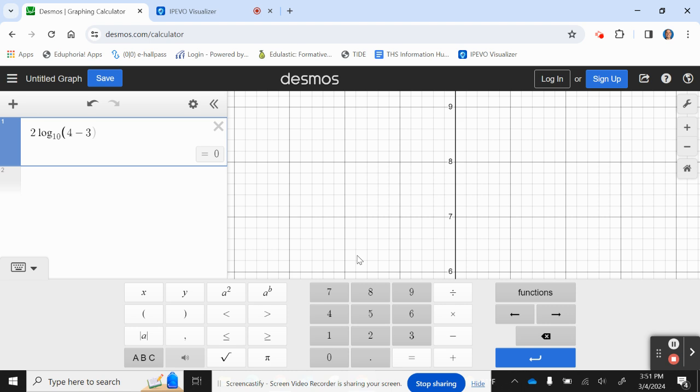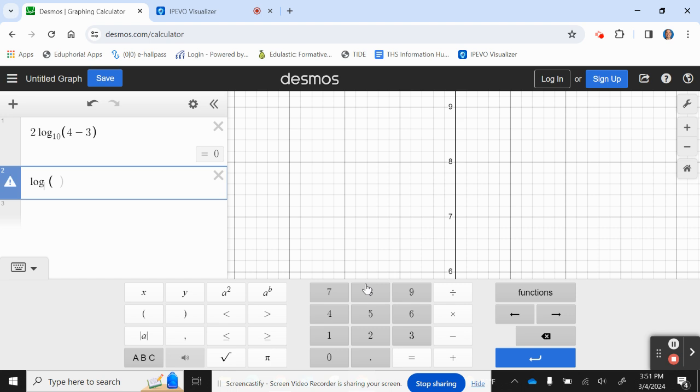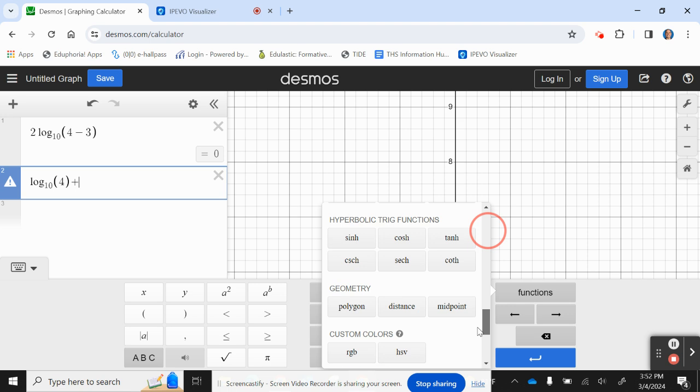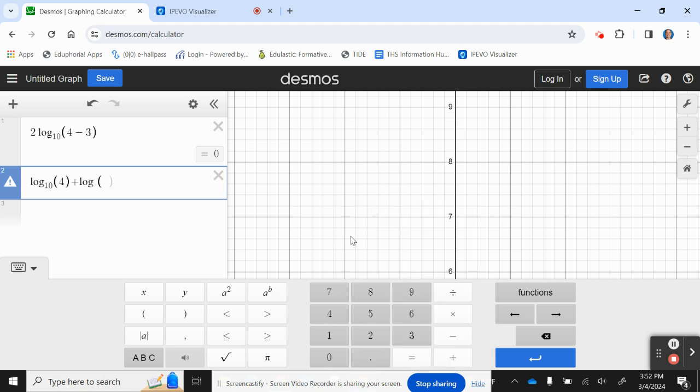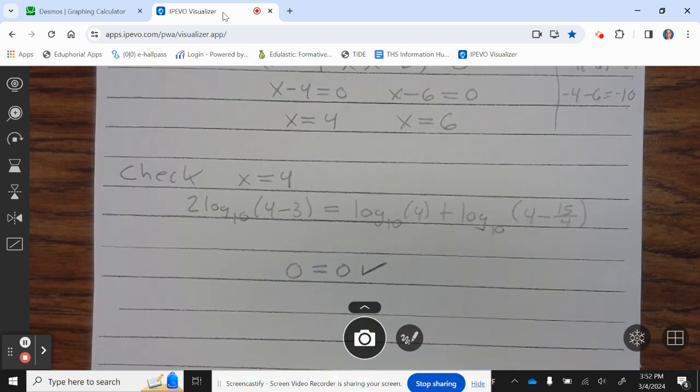Is 0. And then is 0. So that checks. So x equals 4 is a valid solution.